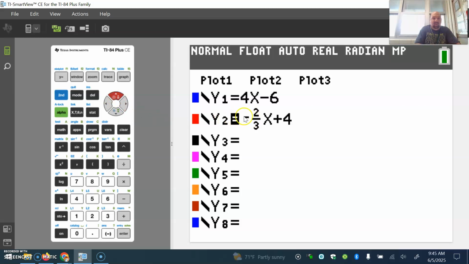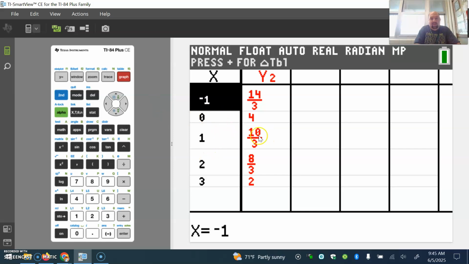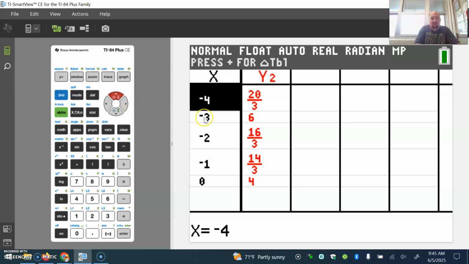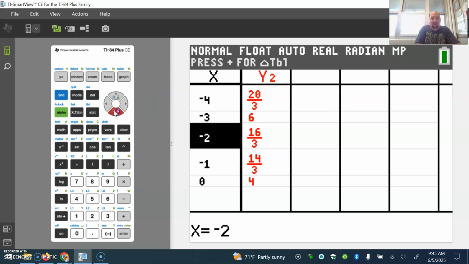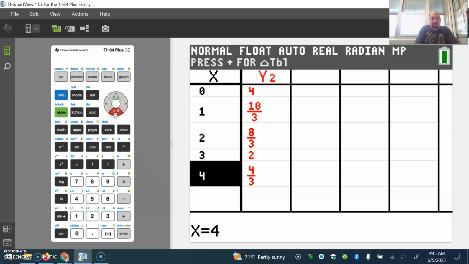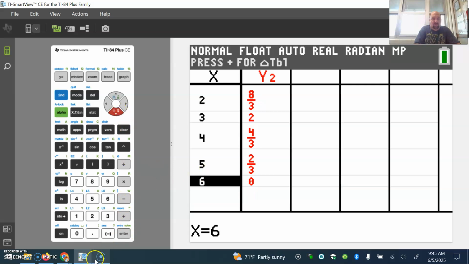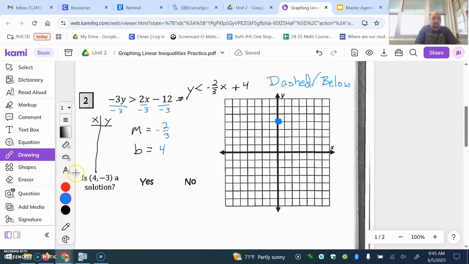Okay, so you can see how that's highlighted there. I just want to look at the table. I have some points here that are not any good because they're fractions. So I know I can use this point, -3, 6, and this point is the y-intercept, 0, 4, and one more, 6, 0. All right, so I want at least 3.